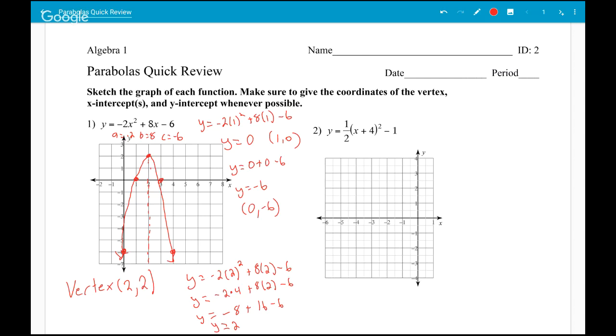Number 2 is in vertex form. So this one should be much easier to figure out the vertex. Remember the way I tried to do a good job of explaining how to figure out the vertex. What you're basically trying to do is make that little box there as small as possible, because that's the part that's being squared.